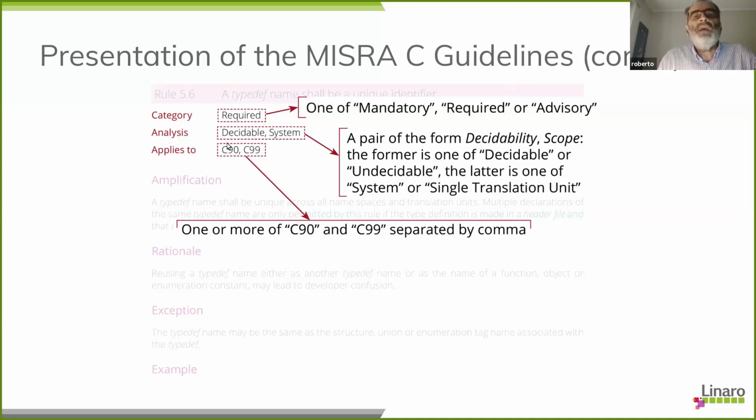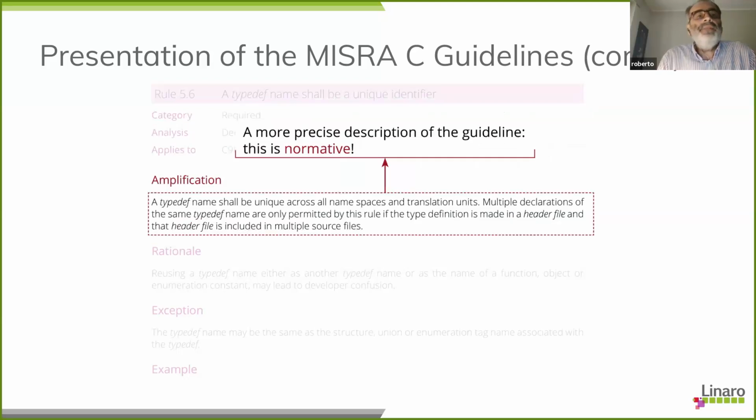The guidelines may apply to different versions of the language, C90, C99, or even C11 or C18. There are guidelines that don't apply, for example, to C90, because they concern constructs that were added in C only later. And one of the most important sections in the book for each guideline is the amplification. This is normative. So whenever the amplification says something different from the headline, it's the amplification that wins. The headline is just a reminder. The amplification is the normative part.